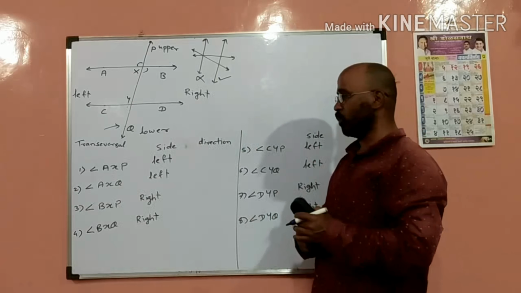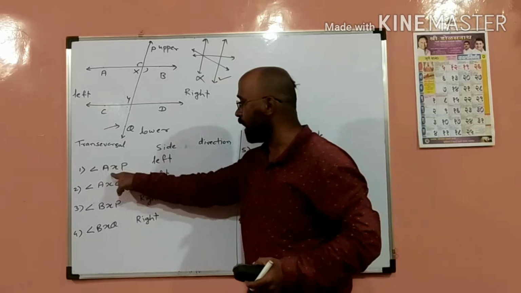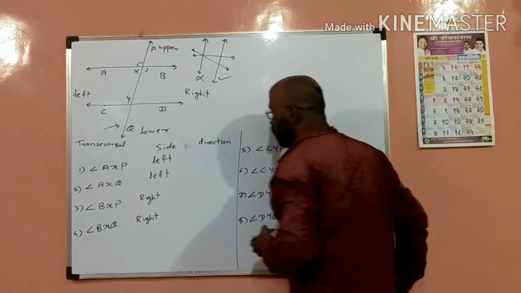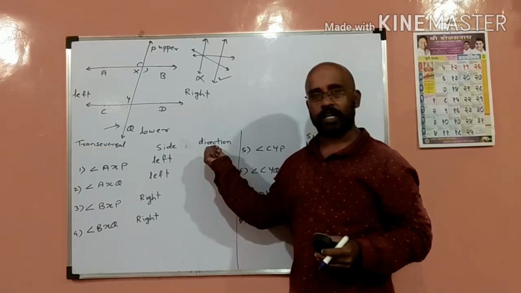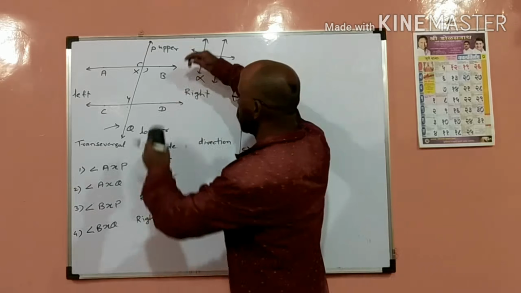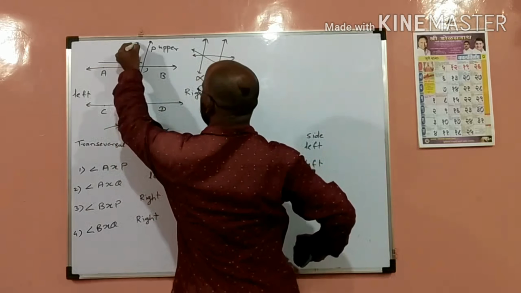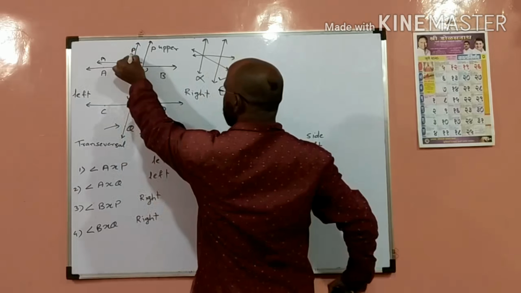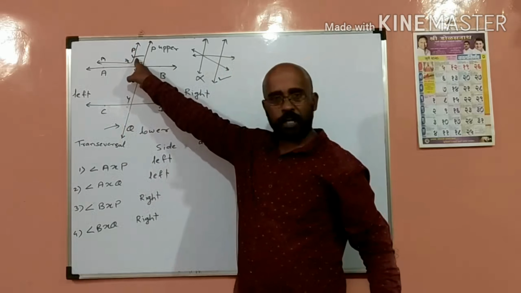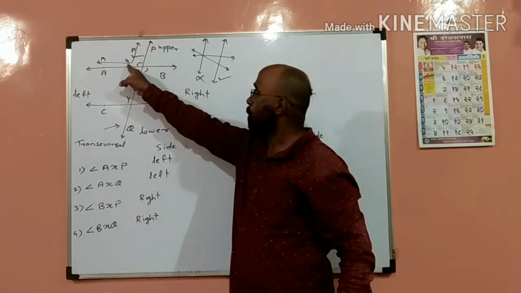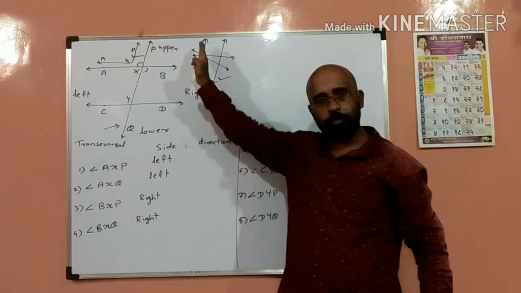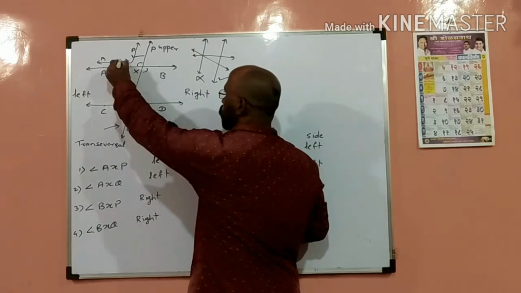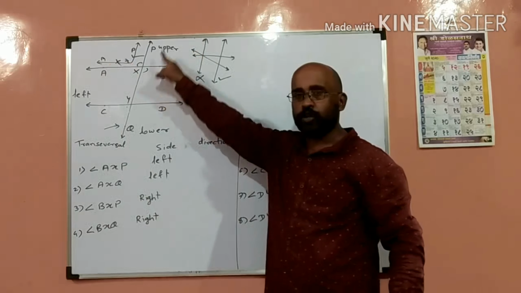What do I mean by direction on the transversal? Consider angle AXP. Which is angle AXP? This is angle AXP. We have to consider only the direction of the transversal. Look at this angle only, AXP. This arm PX is part of the transversal. Is AX part of the transversal? No. Clear? So we have to see the direction on the transversal.